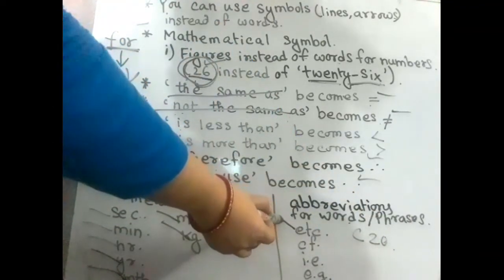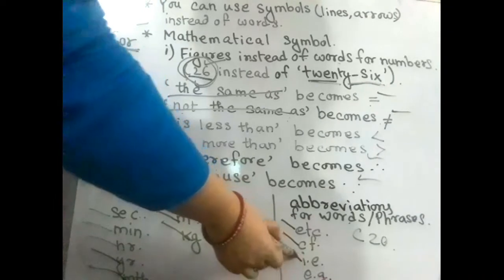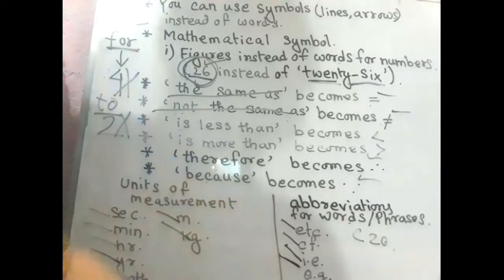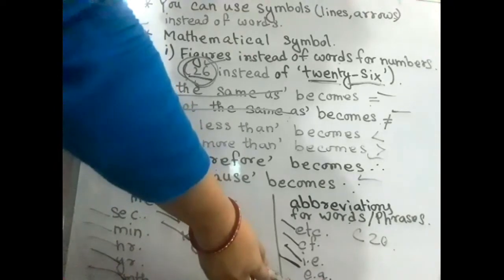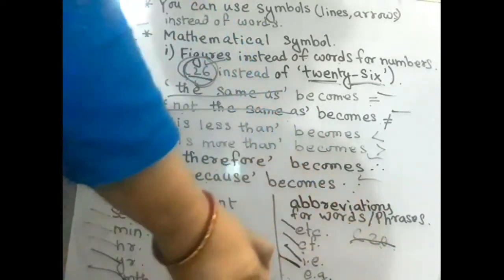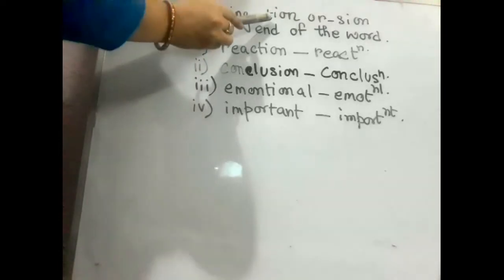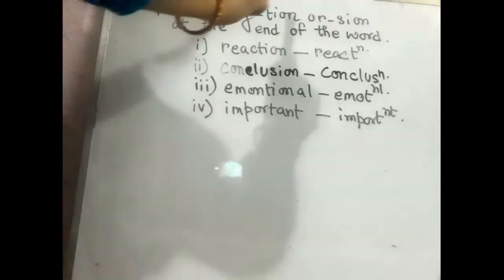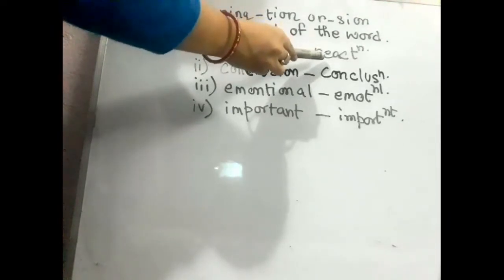This one is etc. And then compare, CF dot. That is, this abbreviation stands for that is. Then for example, E full stop G full stop, this abbreviation stands for example. And then CA, that is about or approximately, and C20 means 20th century. Understood? Now shortening TION or SION, that is "shun". Both pronunciations are "shun" at the end of the word. Like reaction, so you can use abbreviations this way.